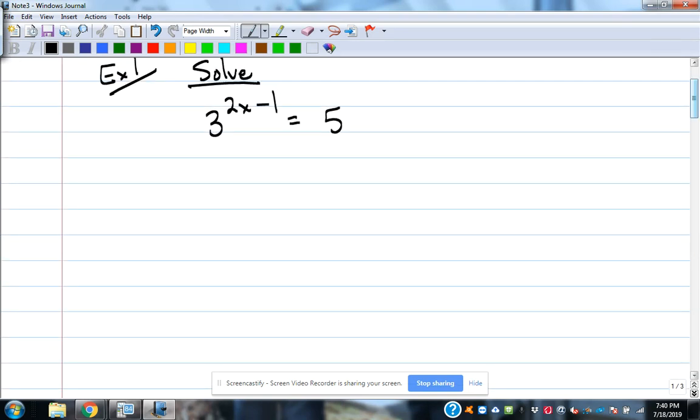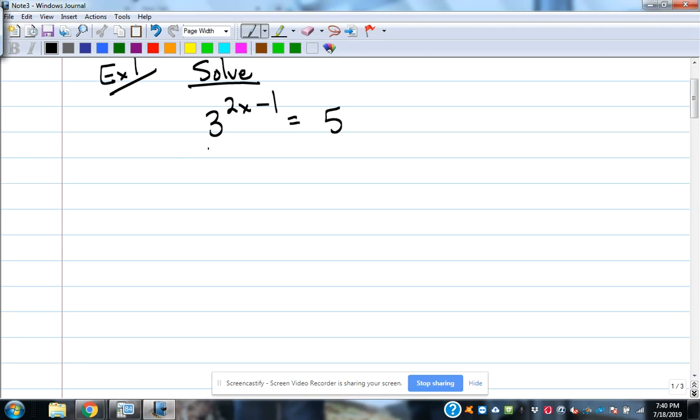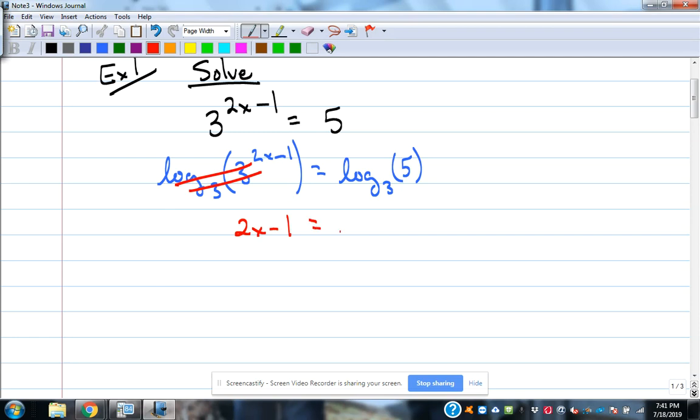One way using log base 3 and the other way using a natural log, and show that we get the exact same answer. So here we have the base of 3. I'm going to work with the log base 3 first. Here I would take the log base 3 of each side. Log base 3 of 5 is a number, so that's what we need to keep in mind. On the left-hand side, log base 3 and the base 3 cancel out, leaving us 2x minus 1 equals log base 3 of 5.